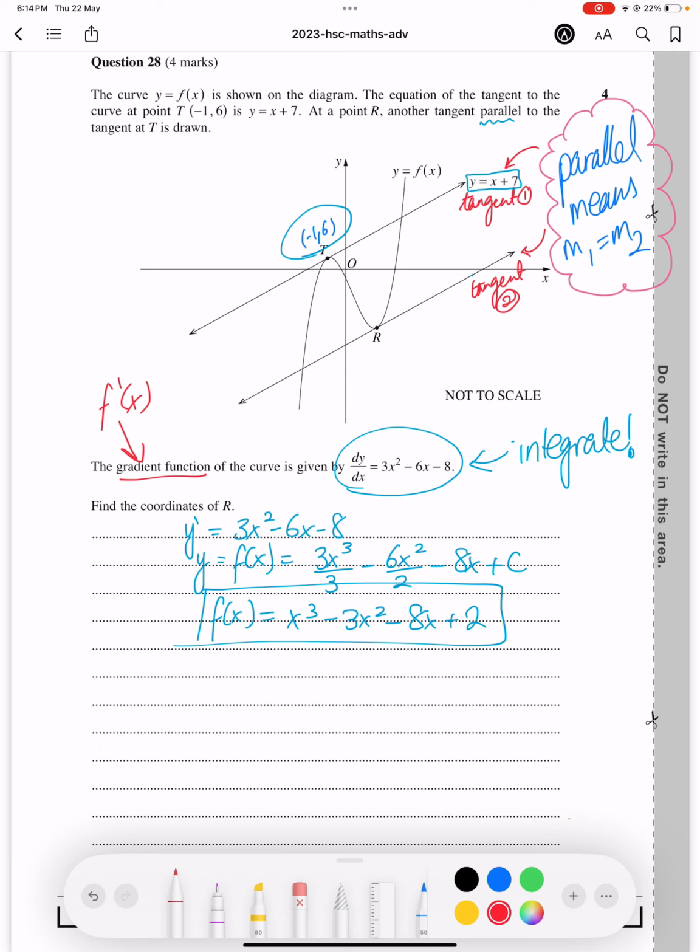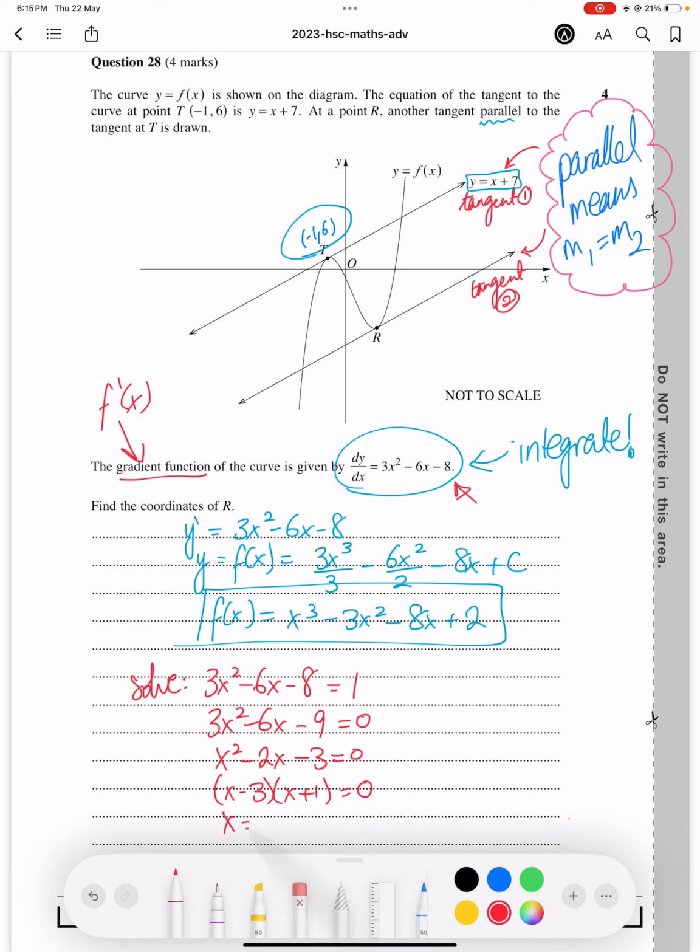So now that we found that, what we can do is come back to this derivative curve and let it equal 1 in order to solve. So 3x squared minus 6x minus 8, which is the derivative curve, equals 1 at the points of those tangents. So let's solve that. That will be 3x squared minus 6x minus 9 equals 0. Divide everything by 3 and you'll get x squared minus 2x minus 3 equals 0. Let's factorize that.